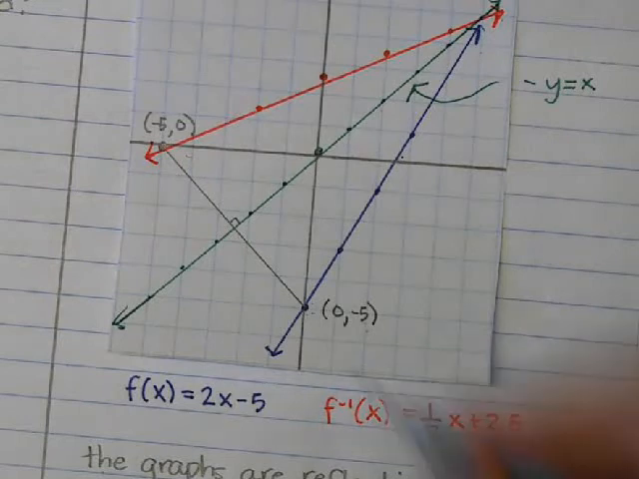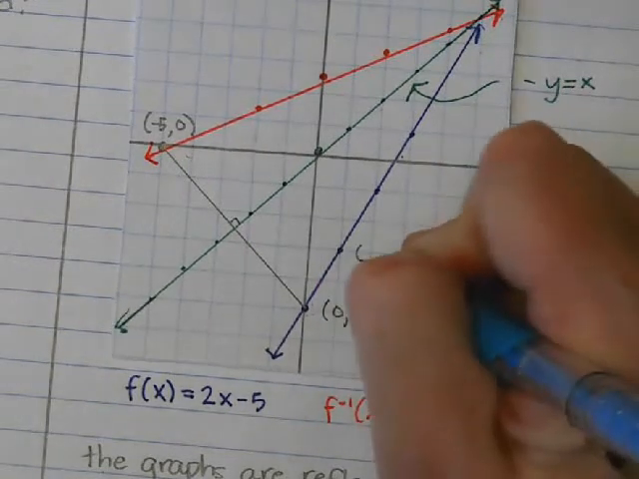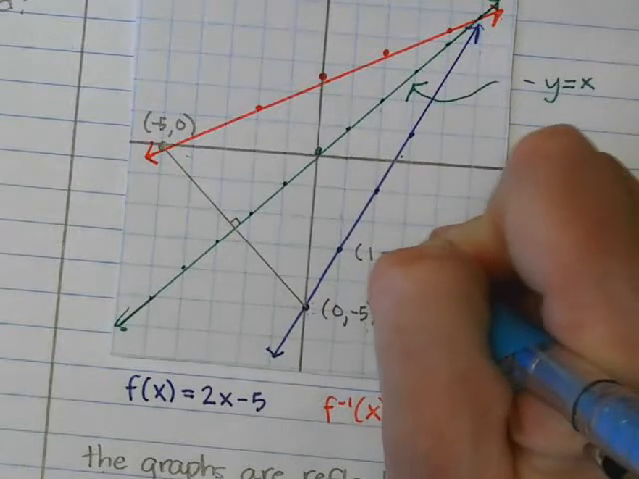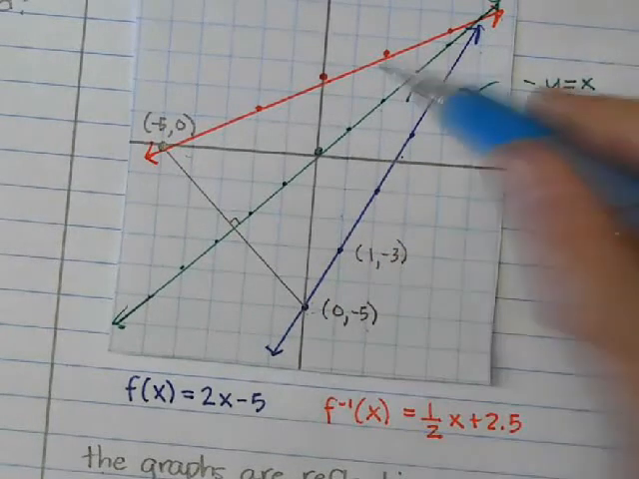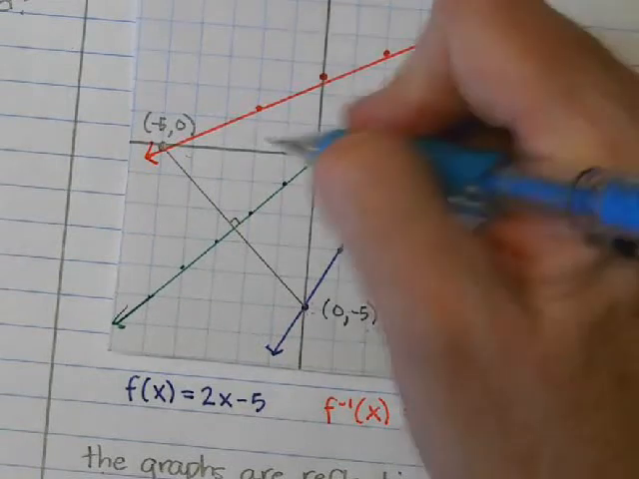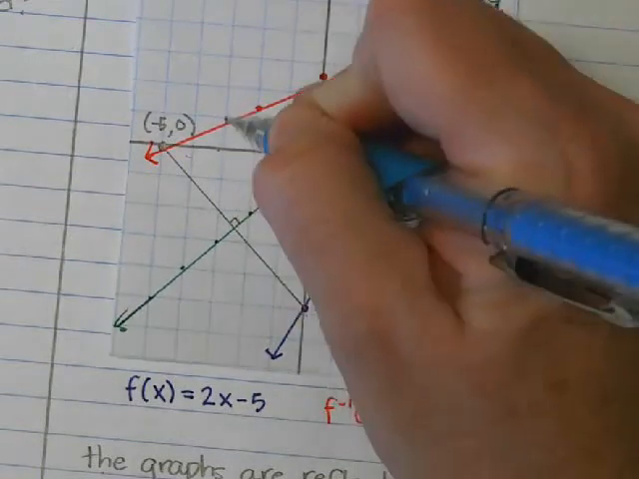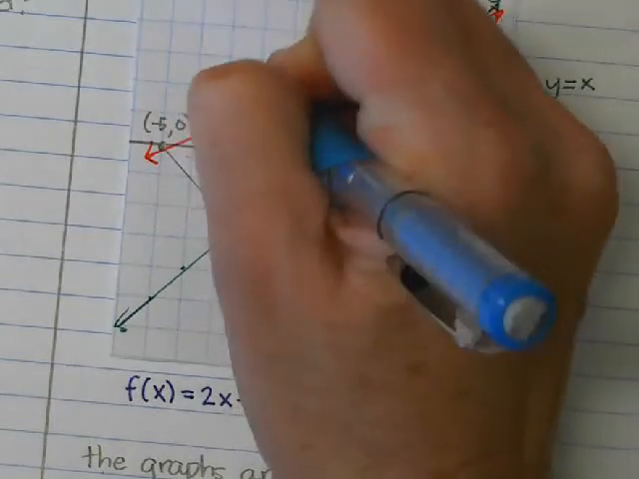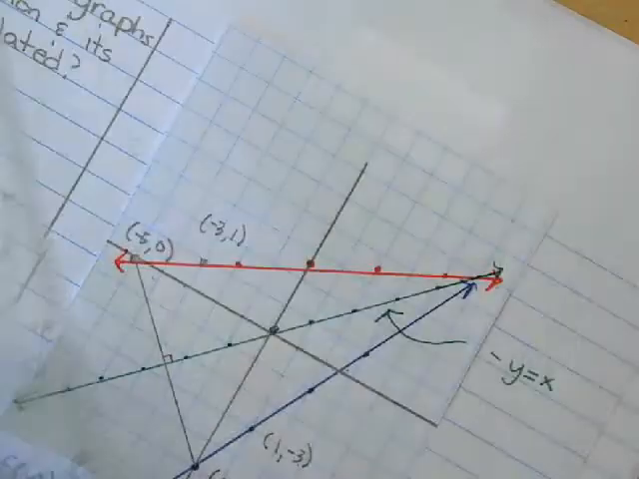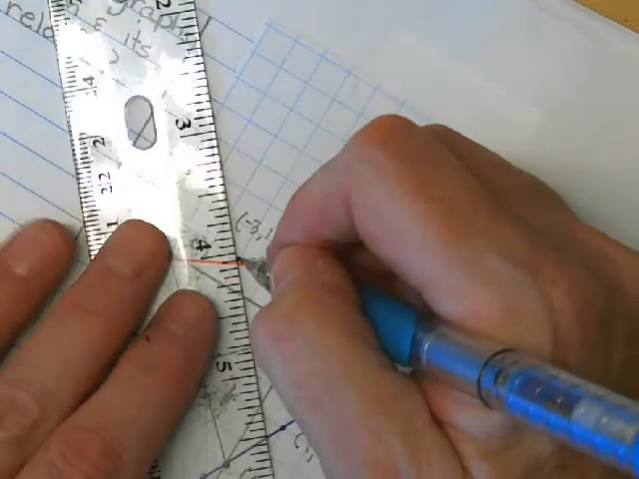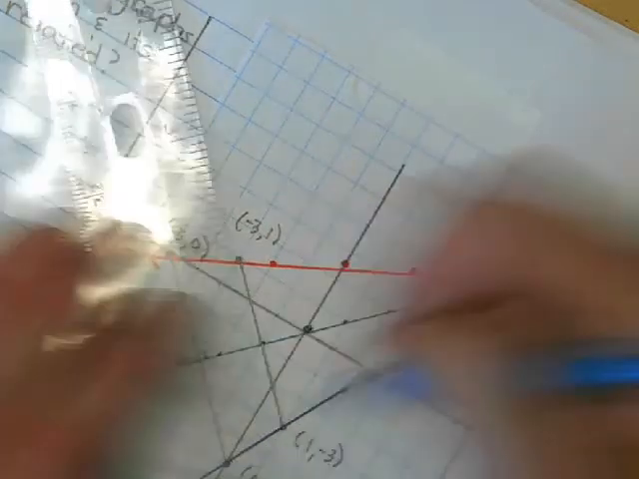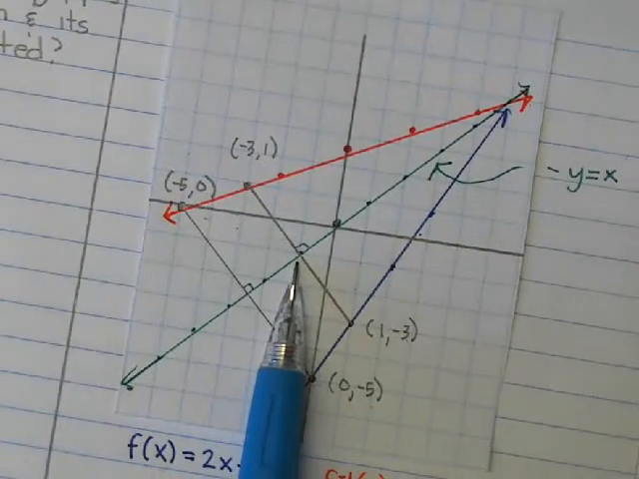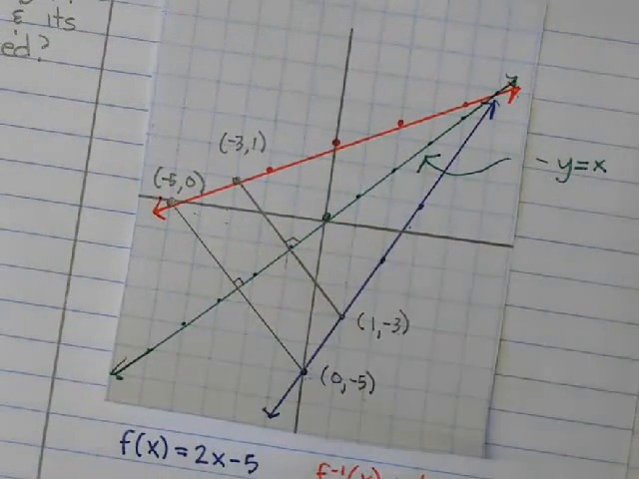But let's just look. Let's look at this point right here. So this is the point 1, 1, 2, 3. So on the red line should be negative 3, 1. 1, 2, 3 should be right there. So negative 3. And if I connect those two points, that should be perpendicular. Okay, so notice it's perpendicular to the line of reflection.